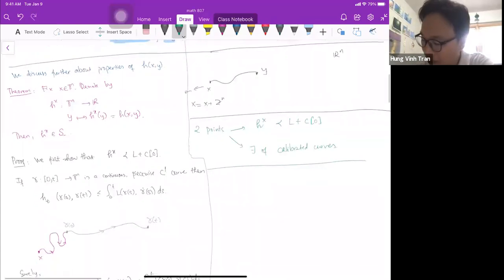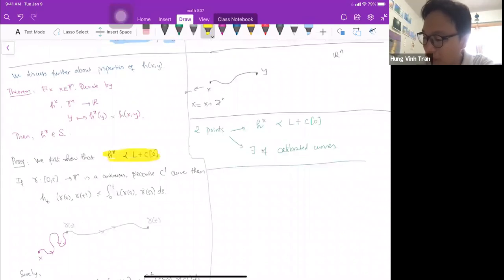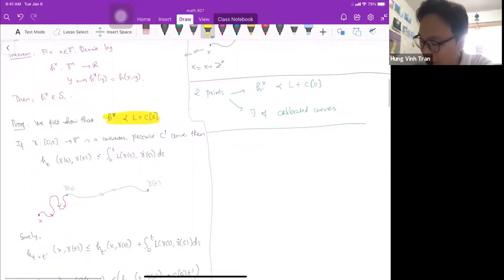Okay. So the first point we're going to show is that h of x is dominated from above by L plus C naught. And that is equivalent to the fact that if you take, what's the best way to describe it?